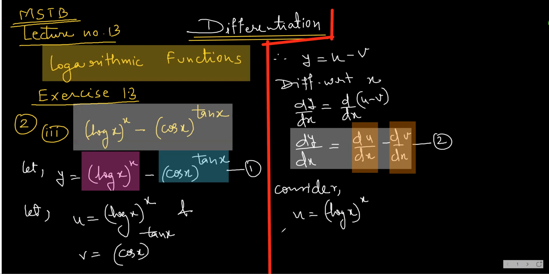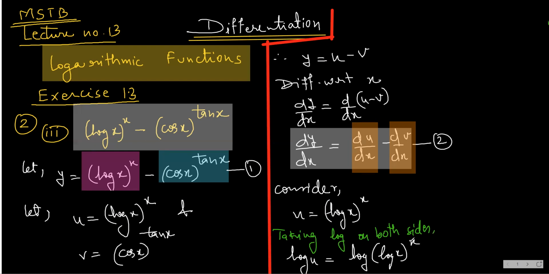So I write here, taking log on both sides. Now I will take log on both sides. So when I take log on both sides, what do I get? I will get here log of u equals log of (log x) the whole raised to x.